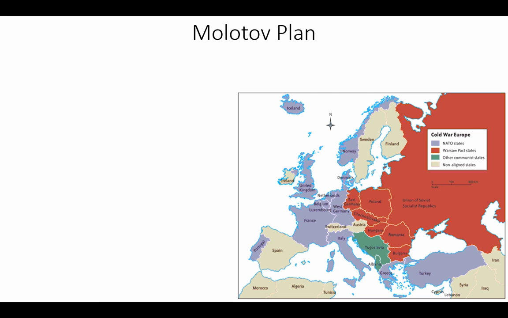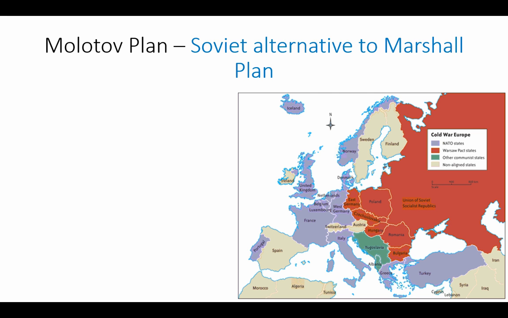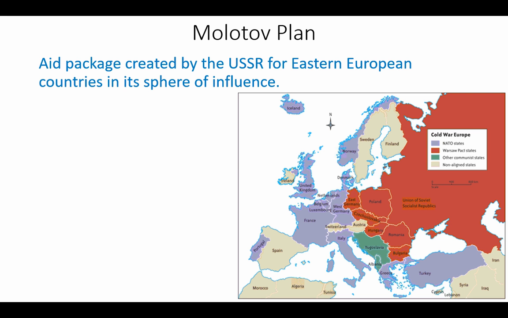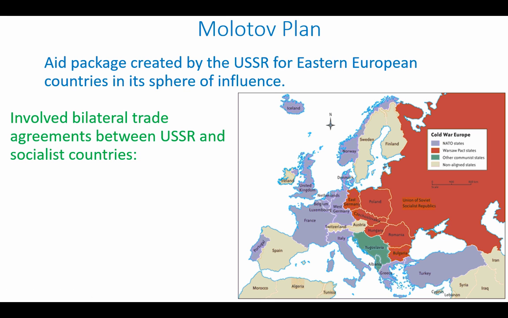And so along came the Molotov Plan. This was the Soviet alternative to the Marshall Plan. Okay, so this was an aid package created by the USSR for all Eastern European countries that fell into its sphere of influence. So you see that in the East, these countries are now part of the Soviet sphere of influence, and then all these purple countries, they all fall into the American sphere of influence. And each of them accepted money from the superpower that they were now allied with.